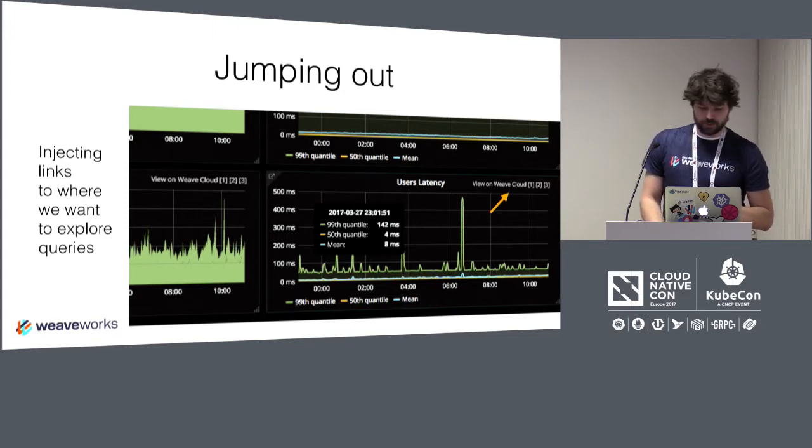But you can use the Chrome extension that we wrote that just analyzes the Grafana page, and then knows, okay, this is a panel that has a graph, and the graph is based on a query. So I can inject some links to your other monitoring system, which for us is Weaveworks, and you can jump there. So how do those links get there?